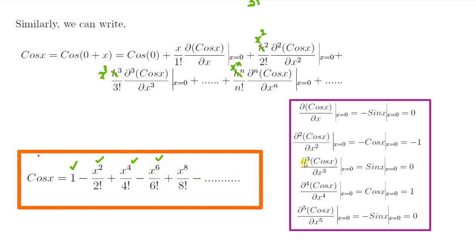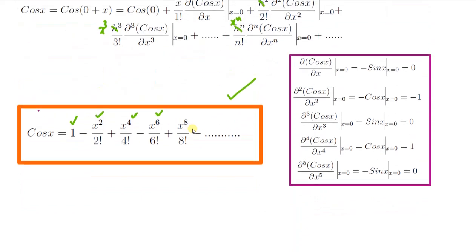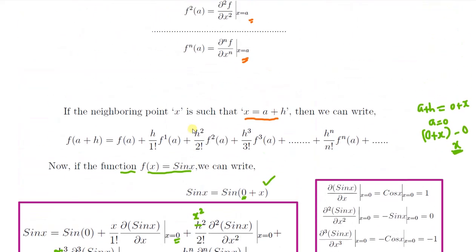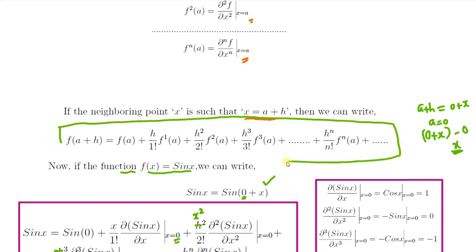So this will continue. So cos x is equal to 1 minus x squared by 2 factorial plus x raised to 4 by 4 factorial minus x raised to 6 by 6 factorial plus x raised to 8 by 8 factorial, etc. So the sin function and cos function Taylor series expansion is this. So basically our expression is this, this is what the Taylor series expansion is. From this we arrive at the Taylor series expansion of the cos function and sin function.